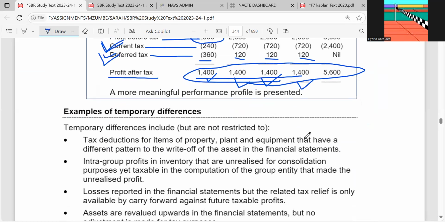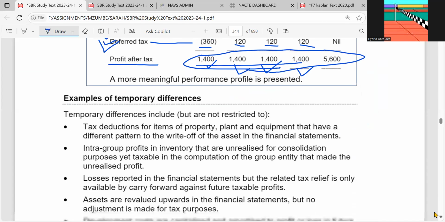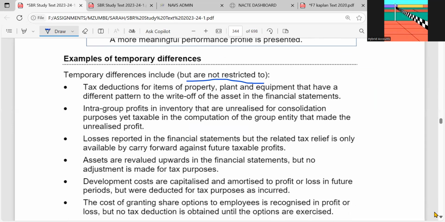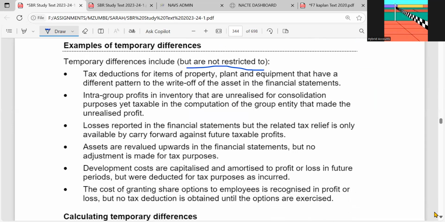Okay, so maybe it's time to dwell more on the deferred tax now. We'll leave alone the current tax and put our focus just on deferred taxes, right? So you can see further examples of temporary differences, which would result in the impact like you have seen above here. Let's say temporary differences should include, but are not restricted to, the following. These are just examples. Whatever happens temporarily would be expected to result in deferred tax implications, right?